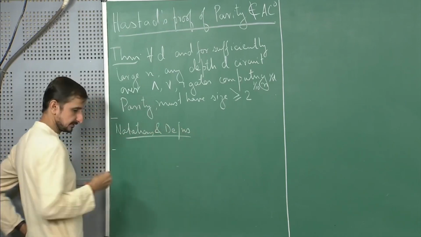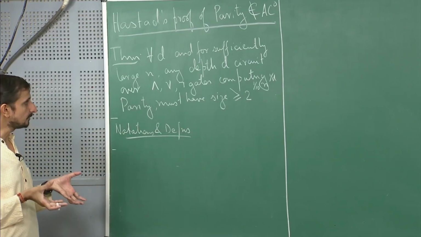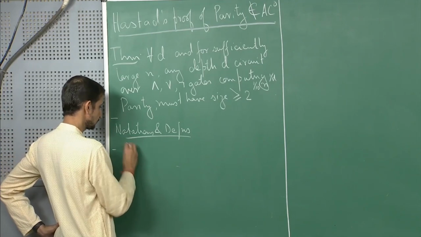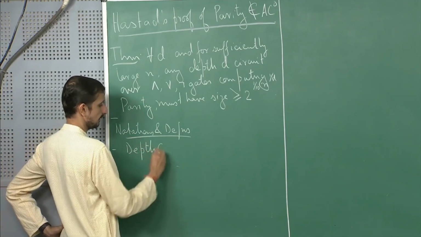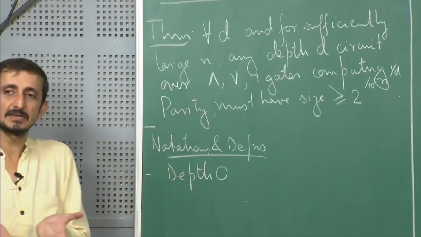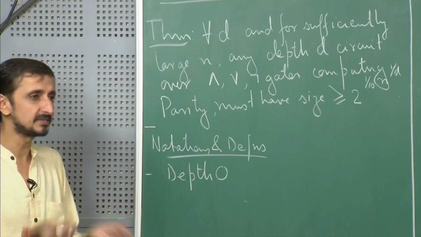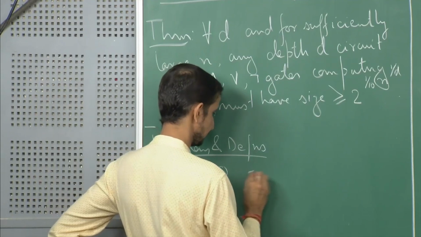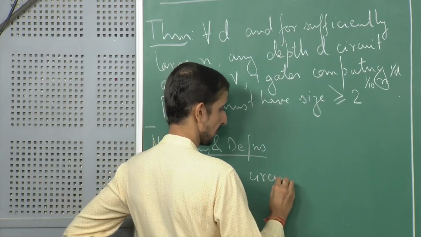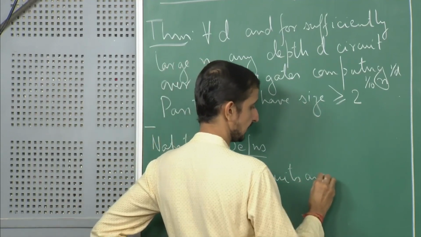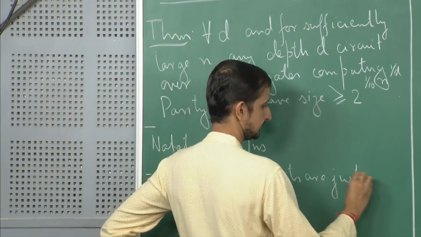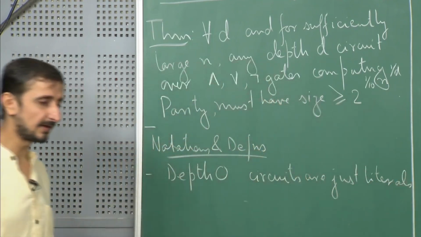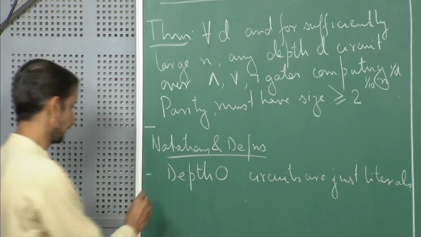Some notations and definitions. So, let us start by talking about what we mean by small depth circuits. Let us say, what are depth 0 circuits? Depth 0 circuits are just literals. Okay. So, by literal I mean a variable or its complement. If I have just literals, it is very obvious that you cannot compute parity using depth 0.